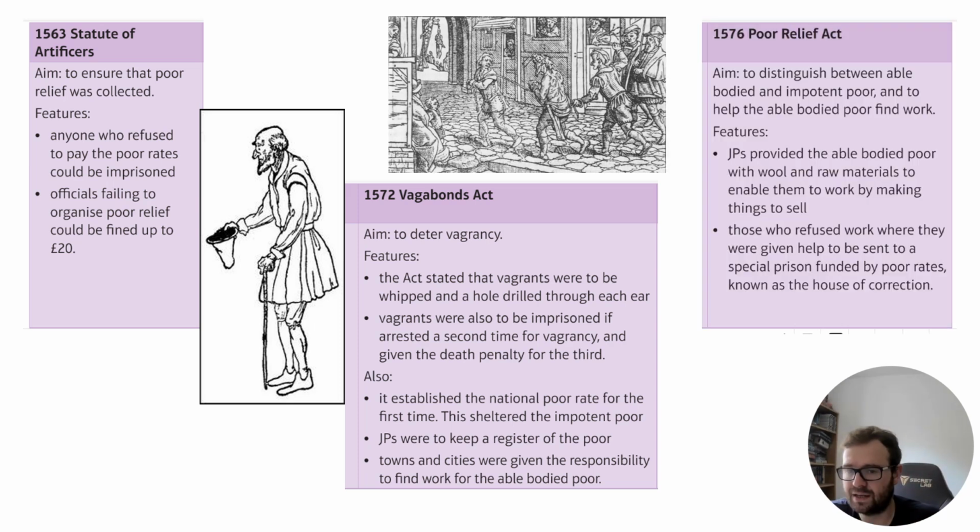And then you've got the Poor Relief Act. This was to distinguish between able-bodied and impotent poor, basically people who could work and people who couldn't, and to help the able-bodied poor find work. Justices of the peace were to provide these able-bodied poor with wool and raw materials to enable them to work by making things to sell. Those who refused work when they were given help were sent to a special prison funded by poor rates, known as the House of Correction. Those three things are the most important things you can focus on if you get a question where you need to show government action.